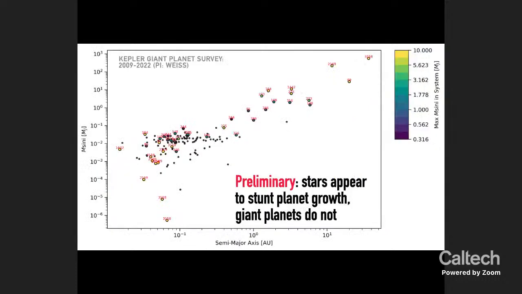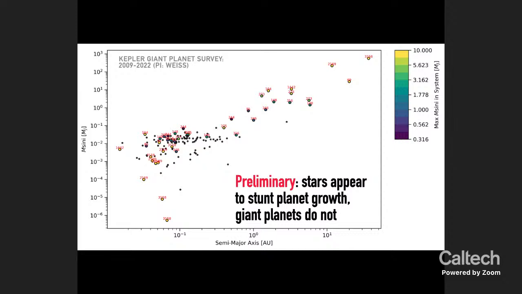All right, I mentioned that the survey spans 7 orders of magnitude in M sin i and 4 orders of magnitude in semi-major axis. Please don't take any photos or tweet. But an interesting pattern that's emerging, still very tentative, is that it appears that stars might stunt planet growth, whereas giant planets do not. What's happening in this plot is that each system has a little number labeled over the planets in that particular system.